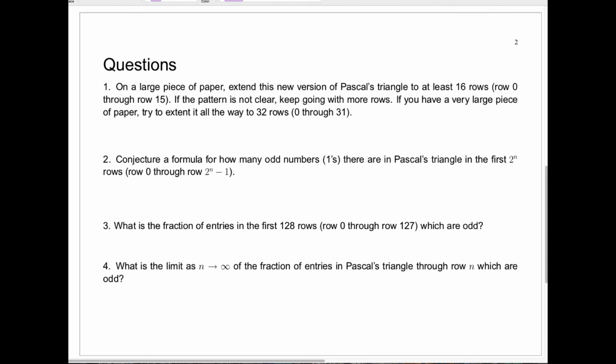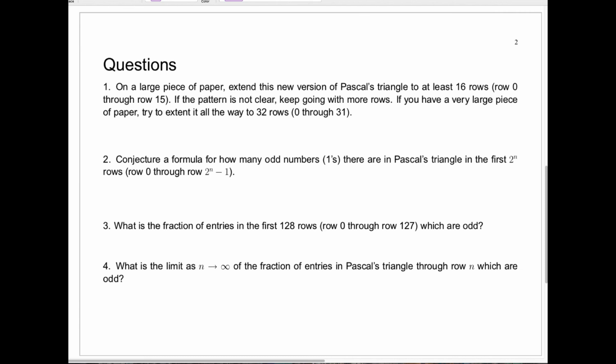If you can go all the way to 32 rows, the numbers get very large if you're producing a regular Pascal's triangle up to 32 rows. But if you're just counting even or odd, every entry is either a 0 or 1, it's much, much, much simpler. So try to produce this as large as you can and keep things very neat and orderly so that you can see any patterns that happen.